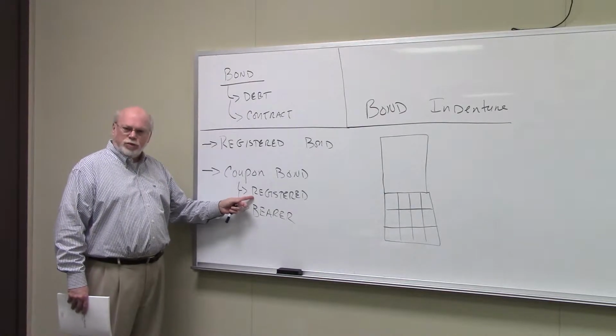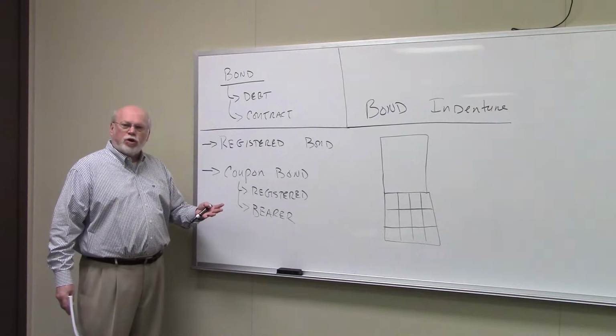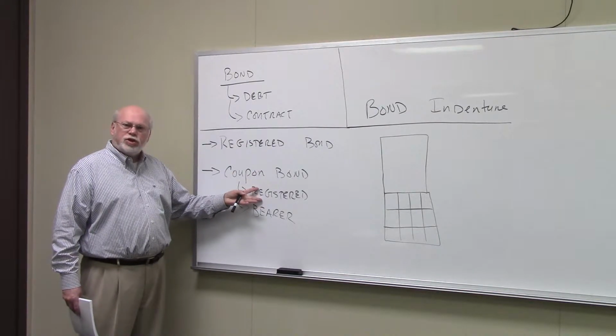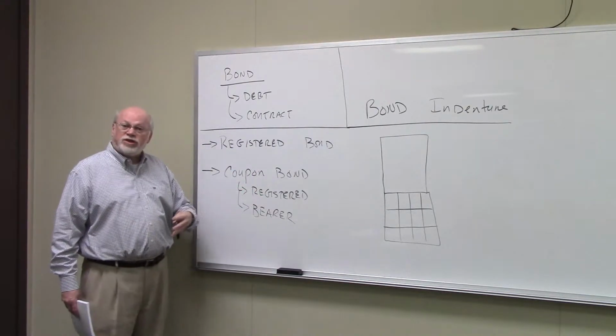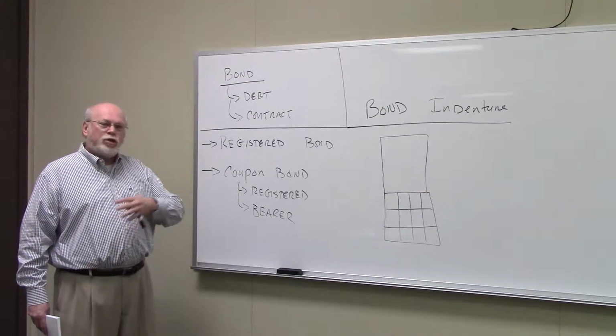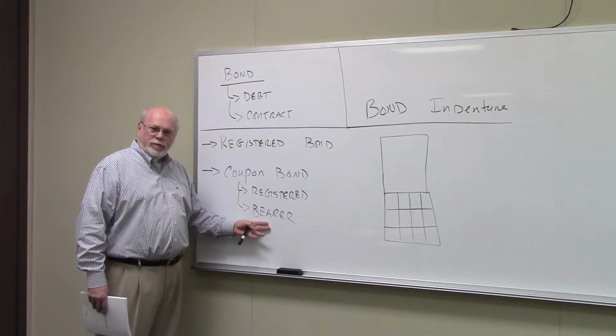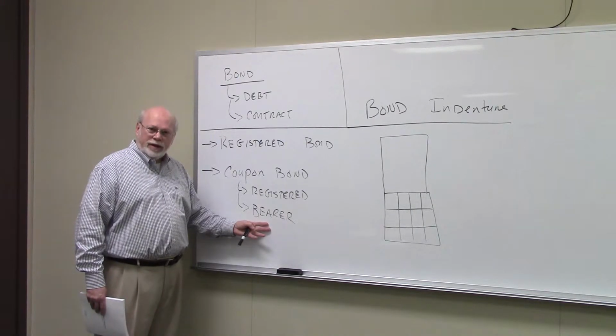One is a registered coupon bond. That is, your ownership is registered, just like these other types. And if you lose the coupon bond, the company, the trustee, will replace the bond. You don't lose everything. There is also another type of coupon bond, though, known as a bearer bond.